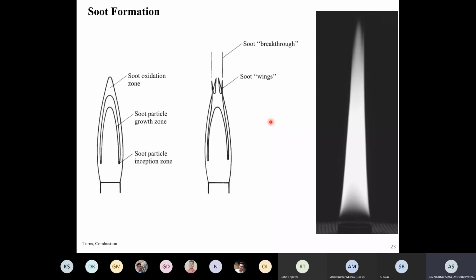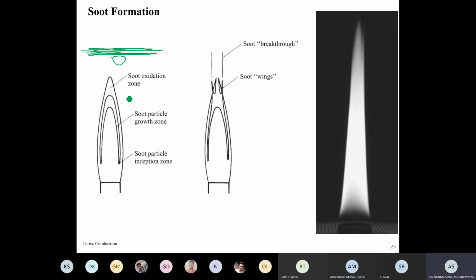Or you can do an experiment. You can take a candle in your home, burn it, and put a plate or something on top of that candle. Suppose this is the candle, let me draw. Put a plate on top of that candle. Do you see some black deposits formed on the bottom? That is called soot. So you can try it.